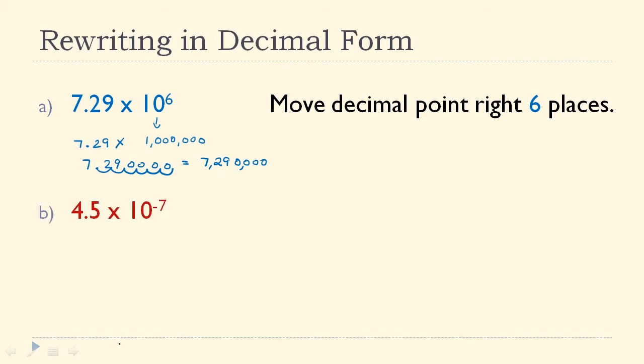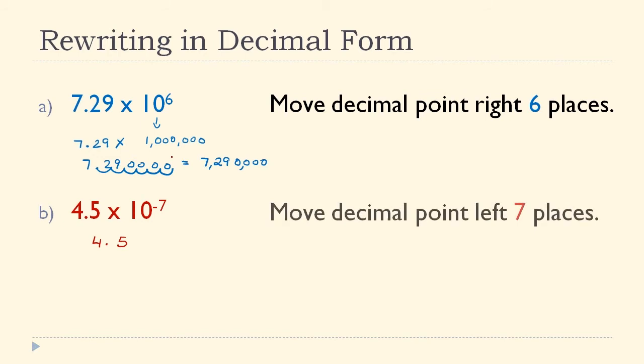In our next example, we have 4.5 times 10 to the negative 7. This is a negative exponent, and since it's a negative exponent, I know that I'm going to be moving left on the number line, because all of the negatives, when the numbers are getting smaller, move to the left. So I'm going to take my 4.5 and move the decimal, so it's going to bounce 7 times to the left. 1, 2, 3, 4, 5, 6, 7.